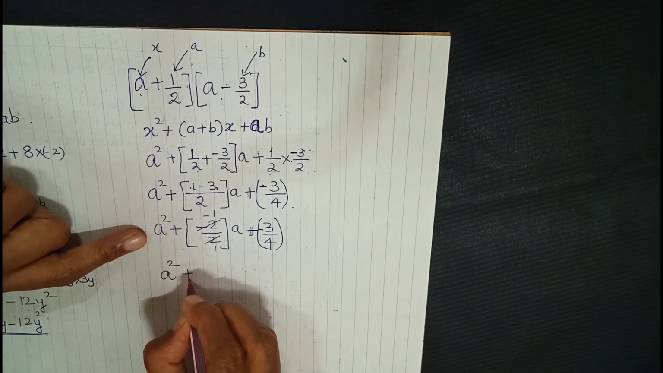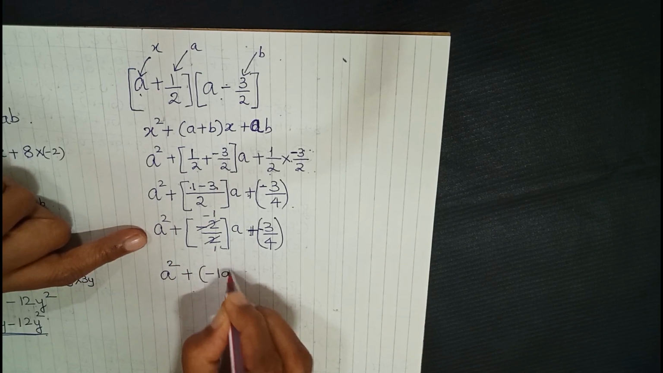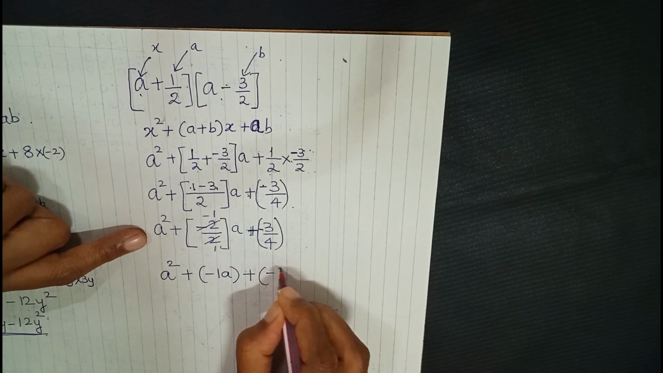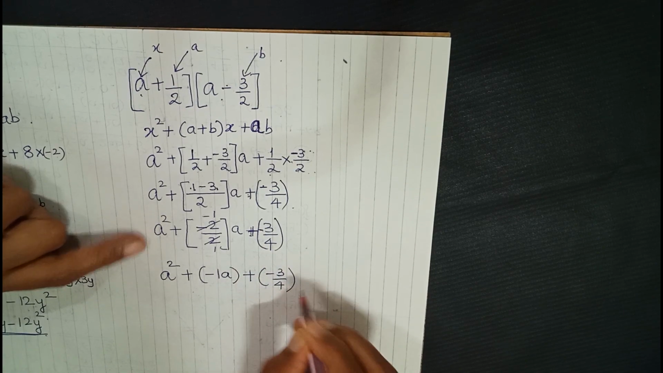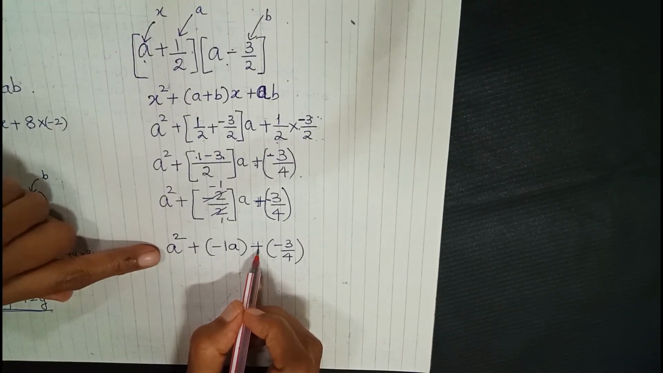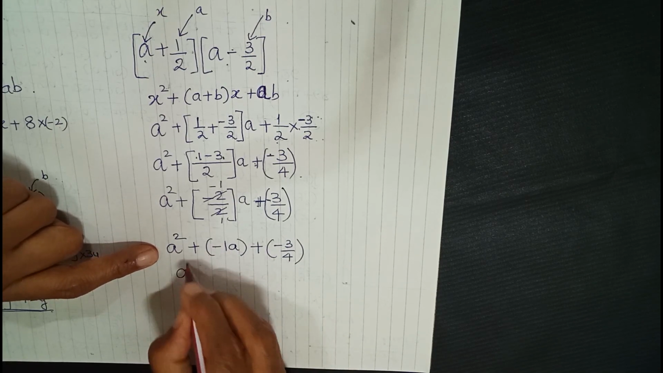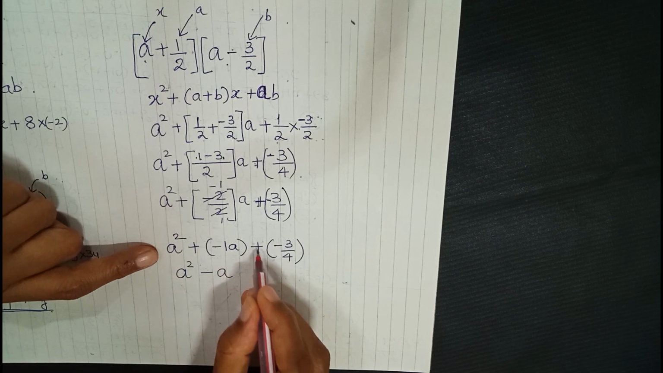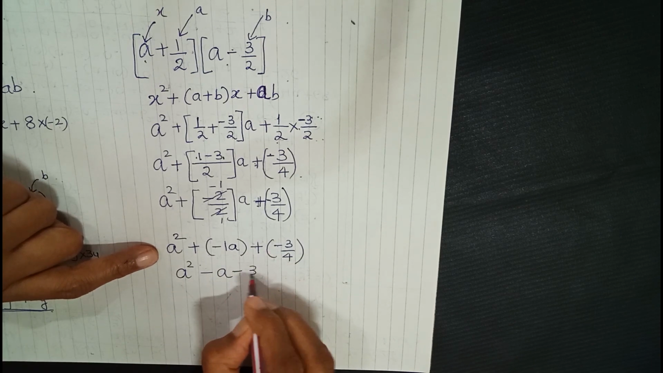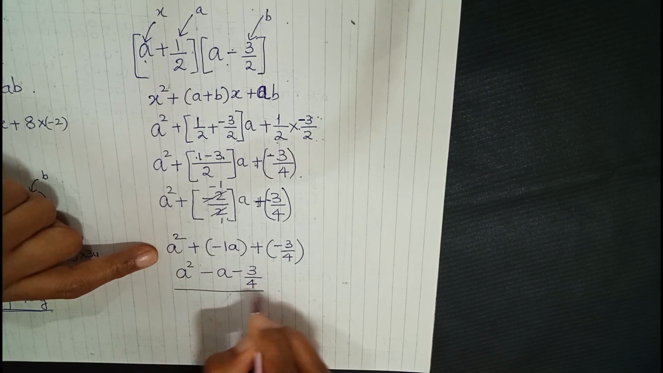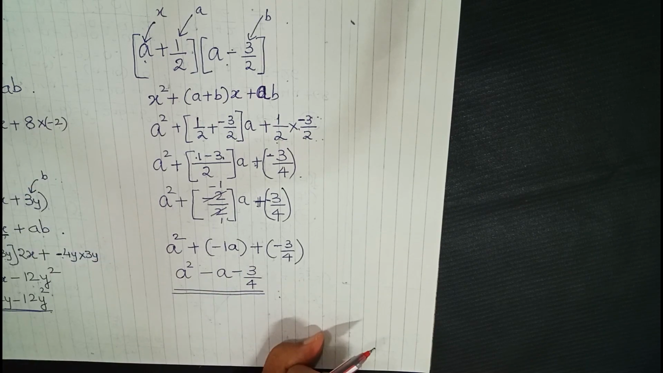So we have a square plus minus 1a plus minus 3 upon 4. Now you can see here I am using all plus signs. But now for opening the brackets, plus into minus is minus. So you can write minus a. Again plus into minus is minus. So minus 3 upon 4. This is the answer that we will get.